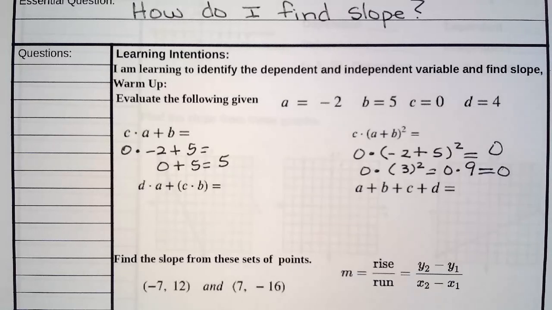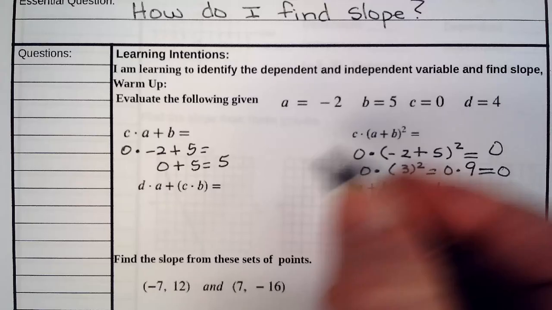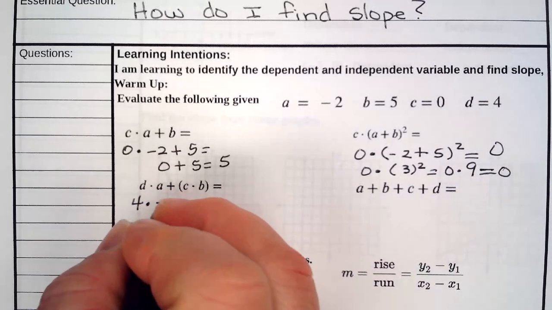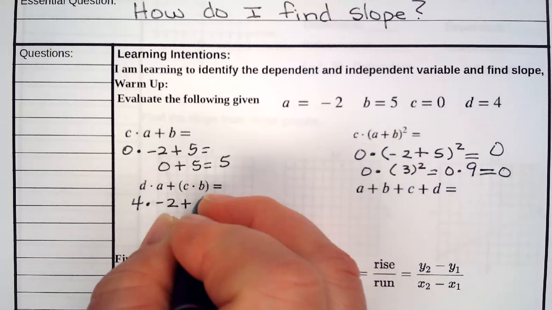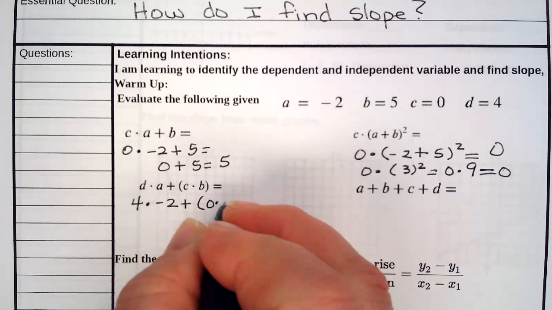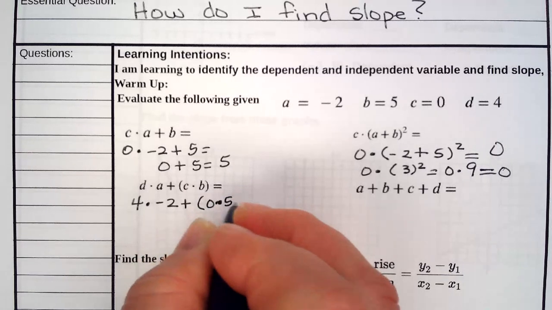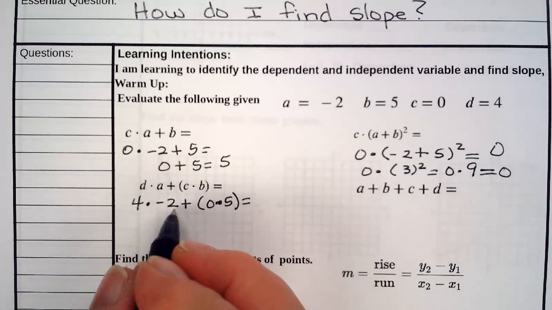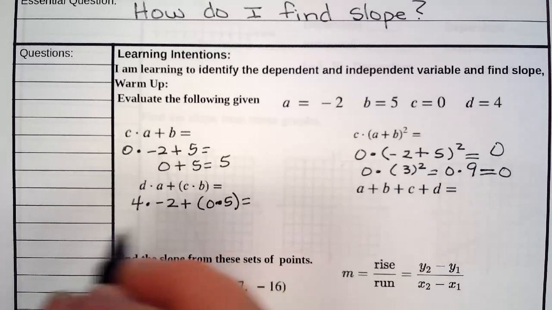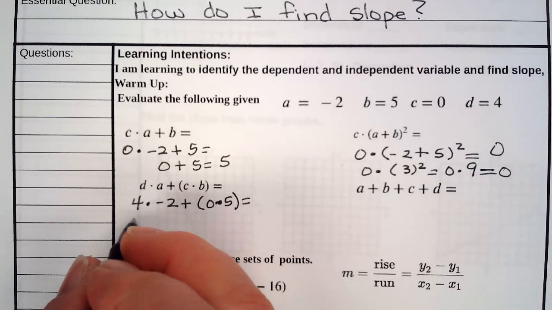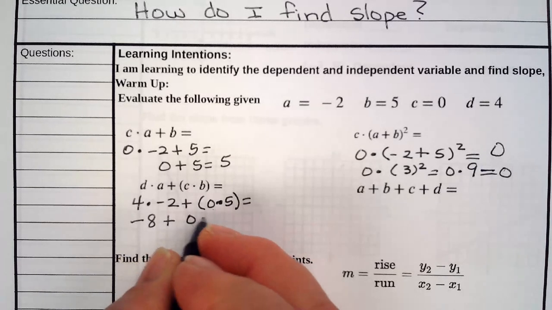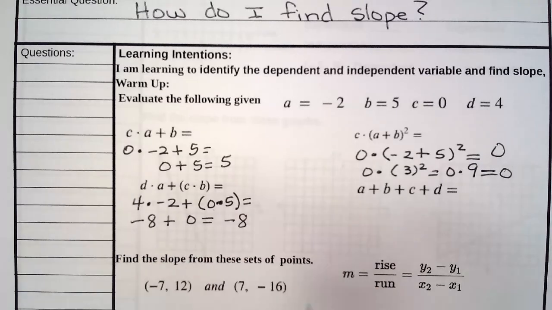Okay, substitute in and see if you can do the next one. D is 4, so this is 4 times -2 plus 0 times 5. 4 times -2 is -8, and 0 times 5 is 0. So the answer is -8.